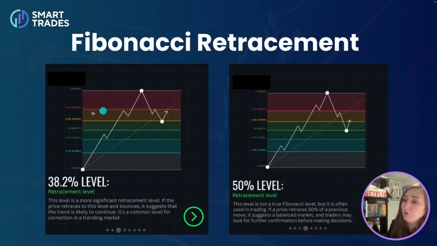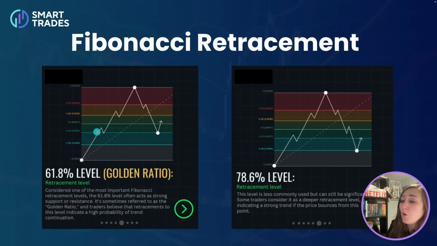The 38.2 level, or this yellow line here, is a more significant retracement level. If the price retraces to this level and bounces, it suggests that the trend is likely to continue, especially when it holds this level. It's a common level for correction in a trending market. The 50% level, or this green line here, is not a true Fibonacci level, but it's often used in trading. If price retraces to the 0.5 level, this means it is a balanced market, and traders may look for further confirmation before making decisions.